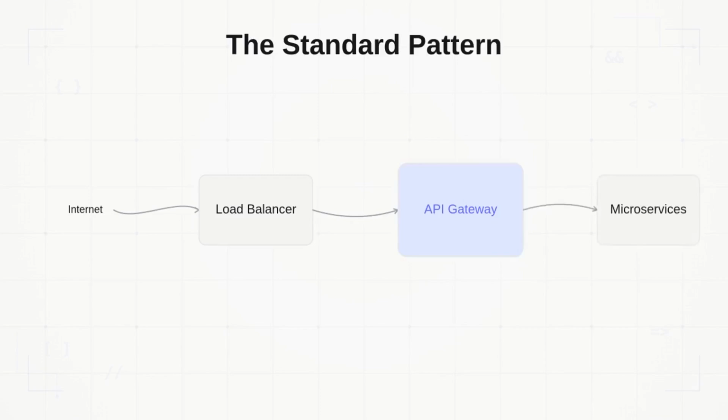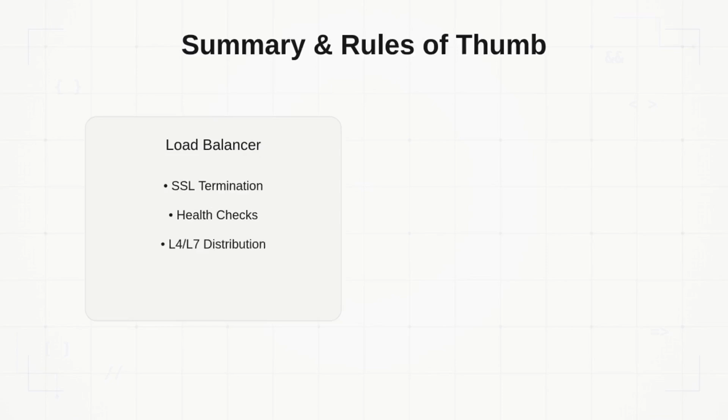Think of the load balancer as the security gate at the front of a stadium, and the API gateway as the ticket collector and usher who tells you exactly which seat to sit in. They work in tandem to provide both scale and control. If your requirement is health checking, SSL termination, and simple TCP balancing, you need a load balancer. If your requirement is API versioning, complex routing based on JSON payloads, API key management, or request retries based on business logic, you need an API gateway.